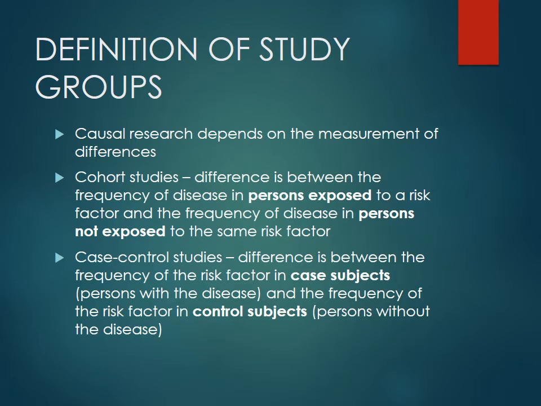So causal research is going to depend on the measurements of these differences between the groups. With something like a cohort study, we know that the difference is going to be between the frequency of disease in persons exposed to a risk factor and the frequency of disease in persons not exposed to the same risk factor, right? So that's our independent variable. We're deciding who has the risk factor versus who doesn't, and then we're measuring the disease outcome. Versus in the case control study, the difference is that we compare the frequency of risk factors in case subjects who've had the disease versus the controls who had not had the disease. There you're looking for the presence of the risk factors between those two groups.